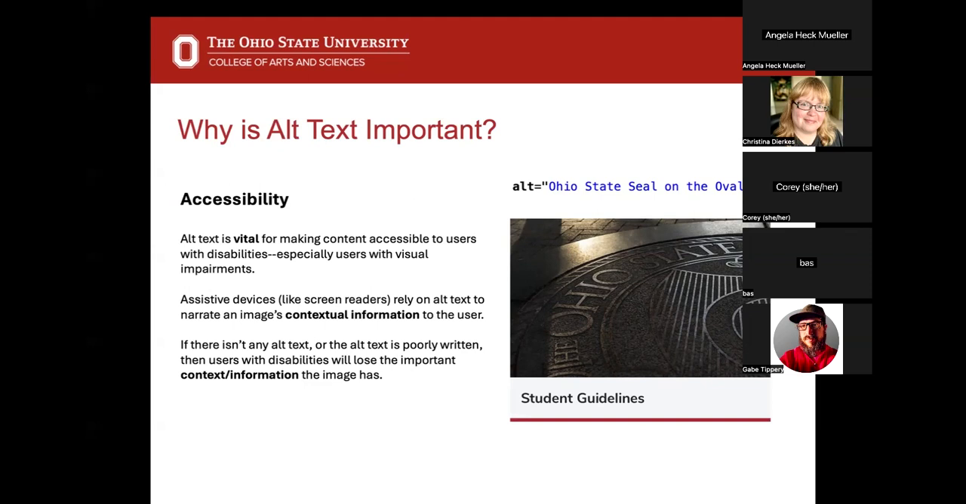Anyone using a screen reader device or any other assistive device or software relies on alt text to narrate an image's contextual information to the user. So I'm going to hammer on these words here: contextual information, context and information, more so than just simple description. And there's going to be a very big reason why I do that. So we're going to be walking through what poor alt text looks like as well.